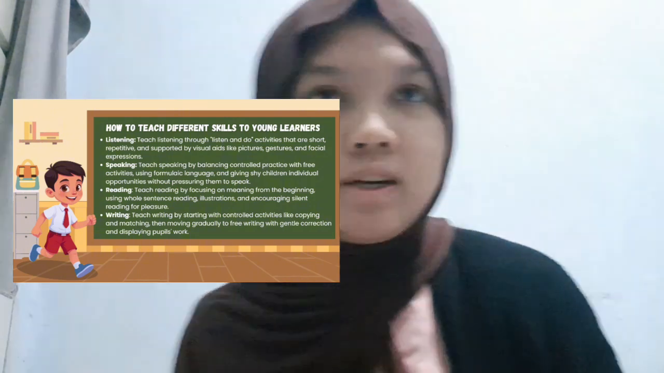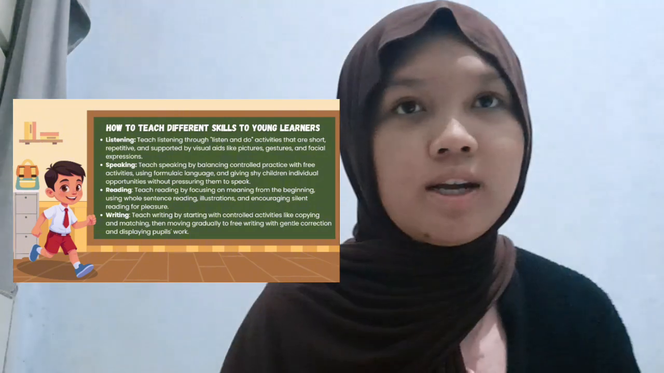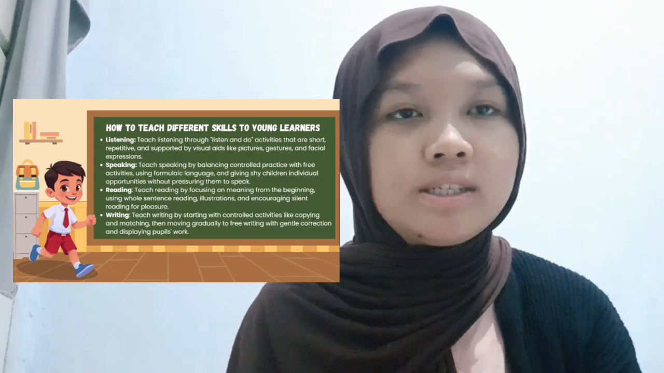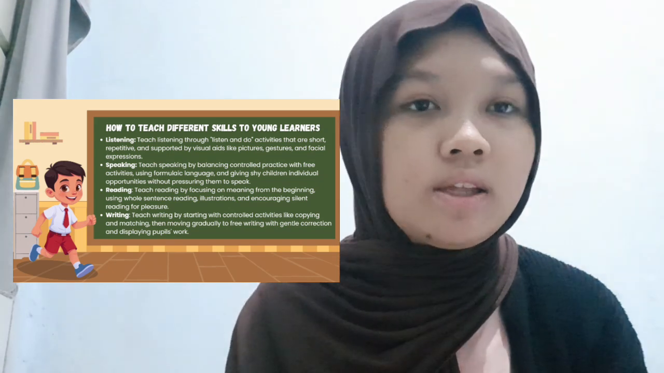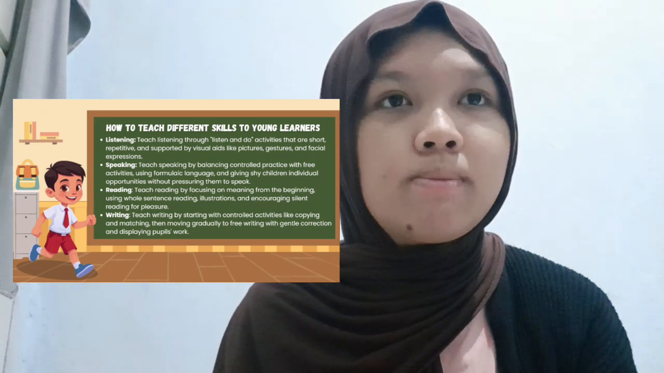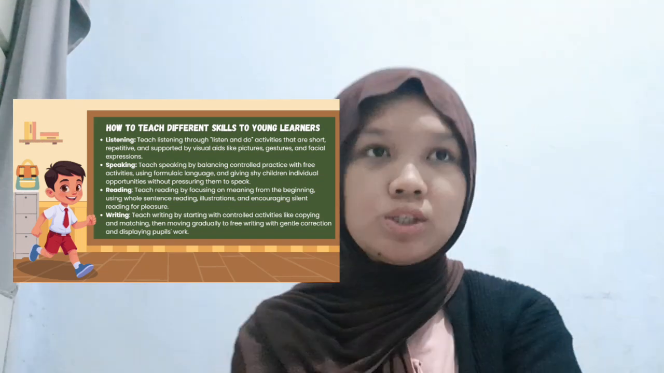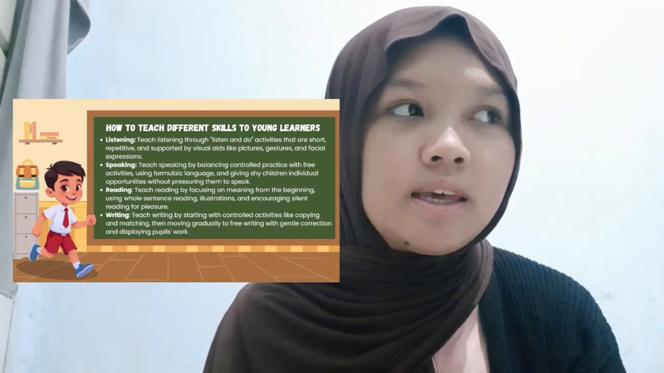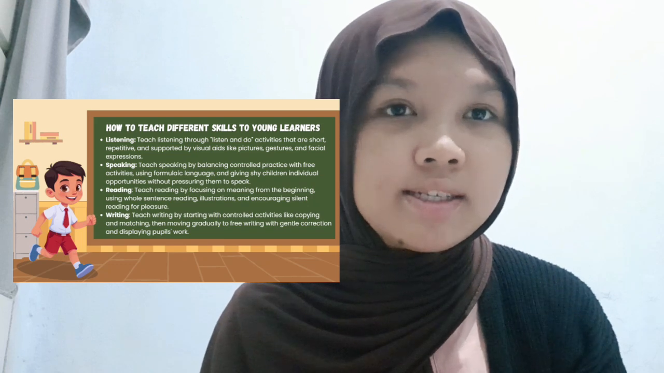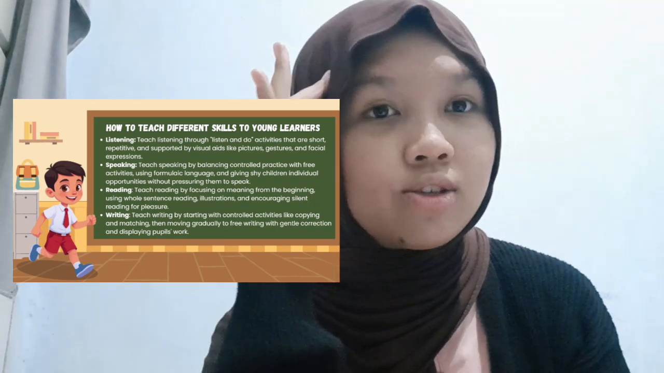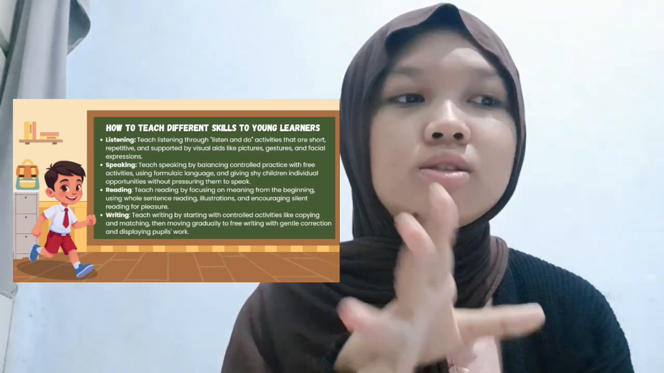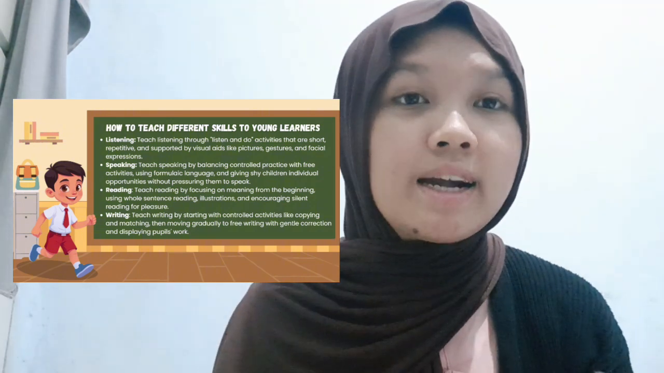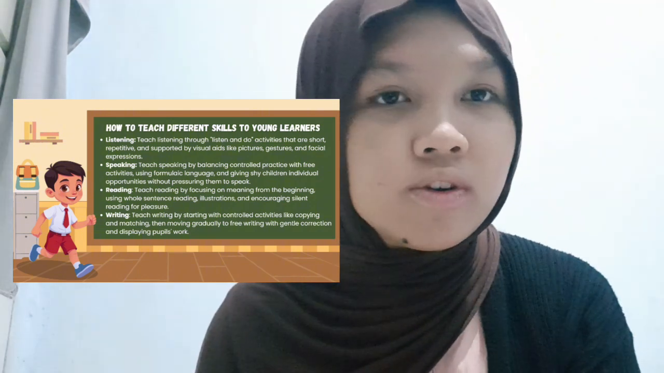Now we move to how to teach different skills to young learners. The first one is listening. We can teach listening through listen and do activities that are short, repetitive, and supported by visual aids like pictures, gestures, and facial expressions. For example, the technique is using songs, for example, Head, Shoulders, Knees, and Toes. And then the students must hear the song and then do the activities that are in the song.